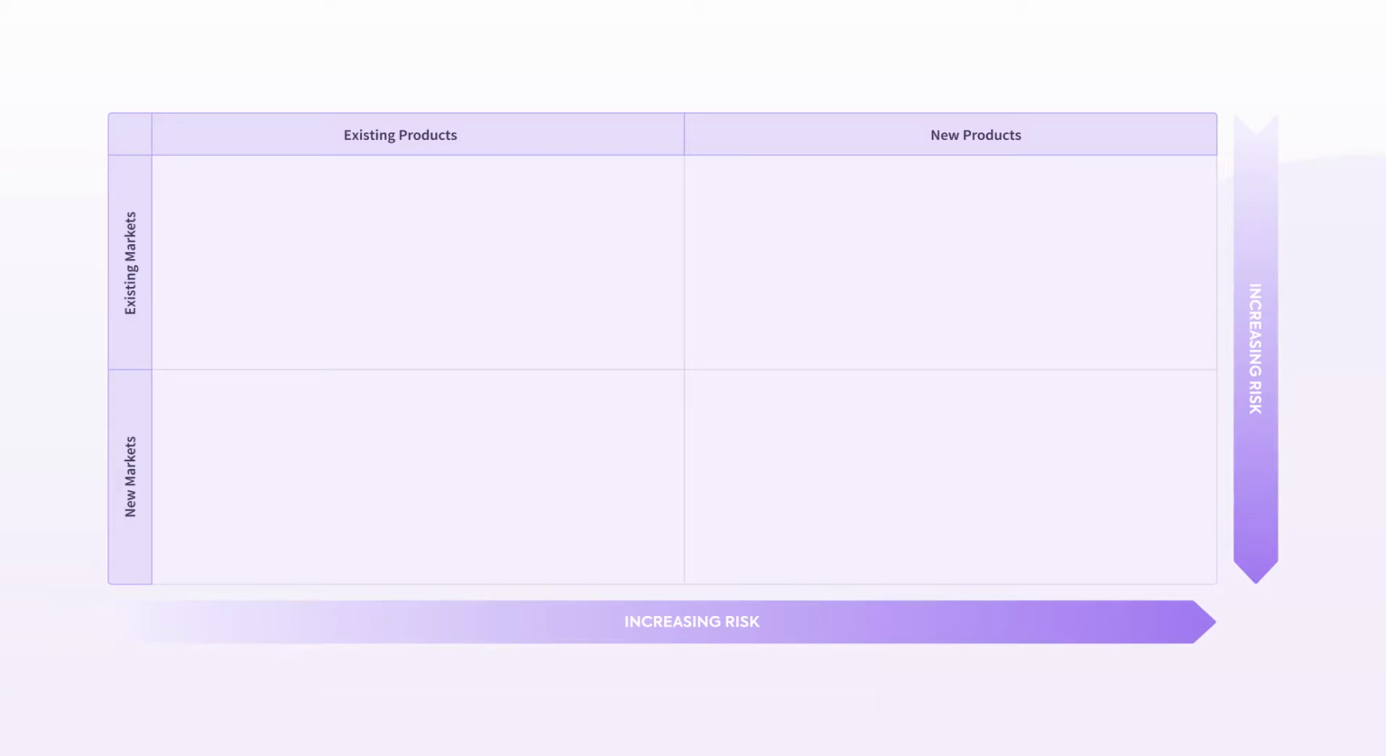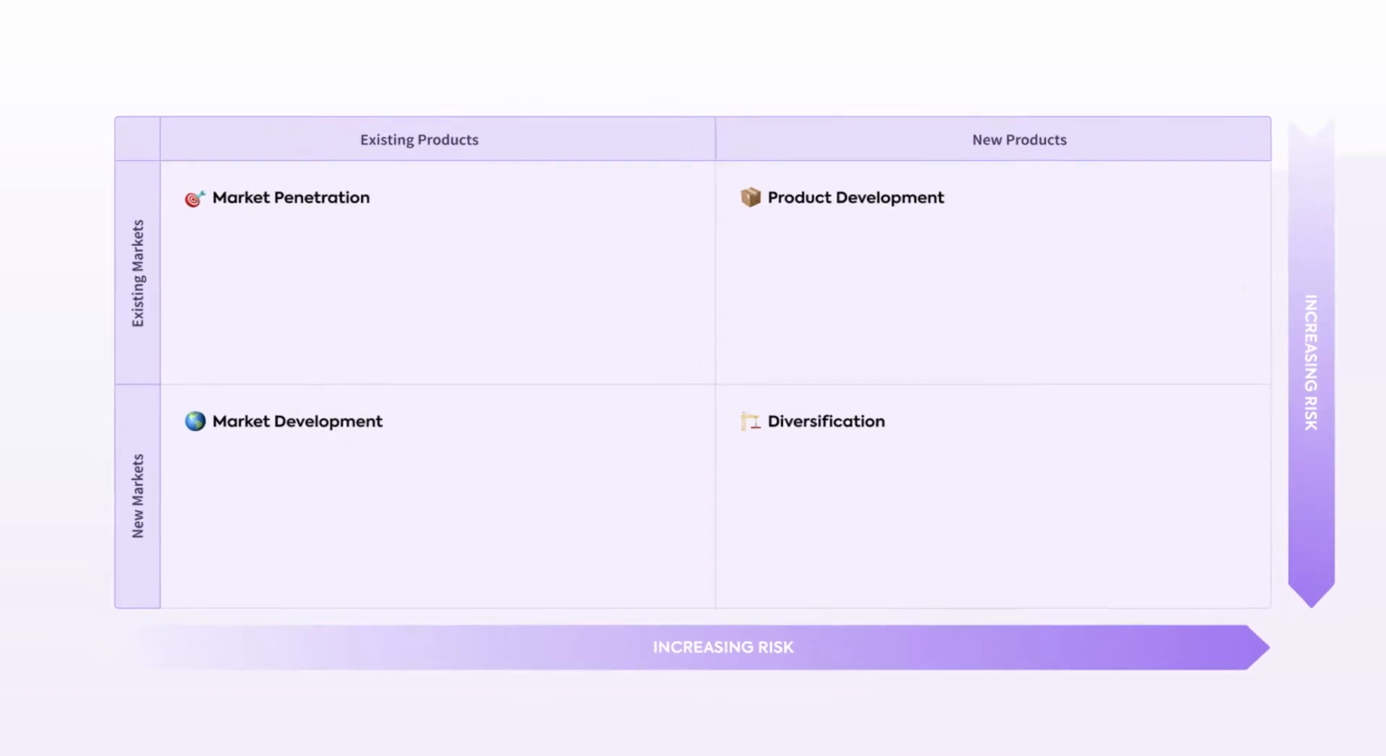The 4 quadrants are market penetration, that looks at existing products for existing markets; product development, that looks at new products for existing markets; market development, which is new markets for the existing products; and finally diversification, that looks at new markets and new products. We'll start with market penetration.